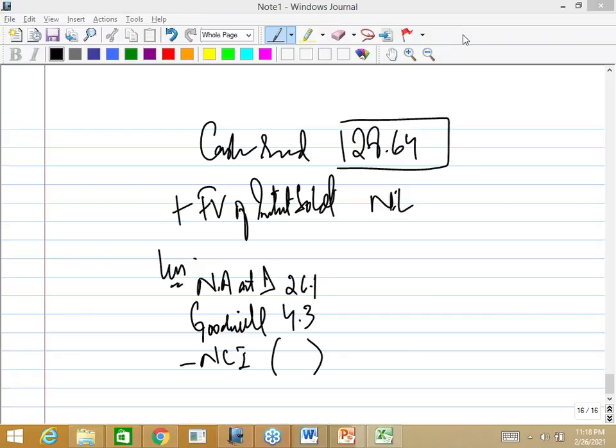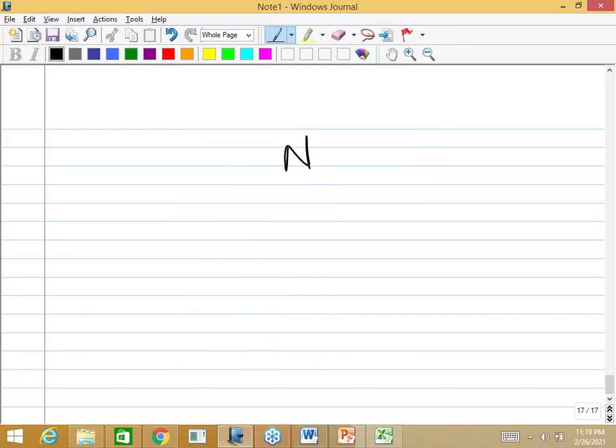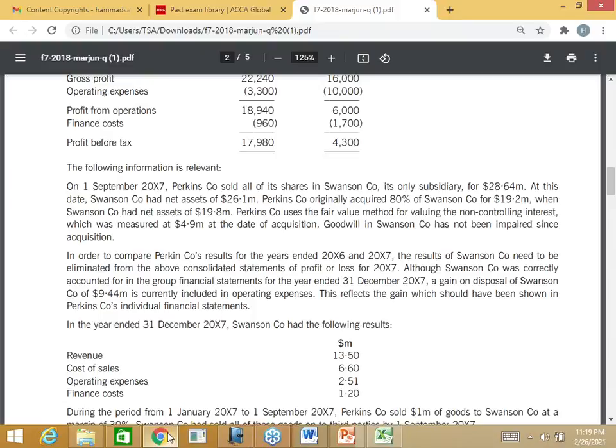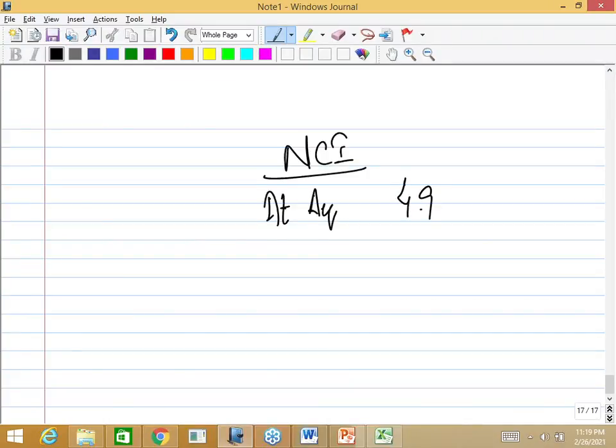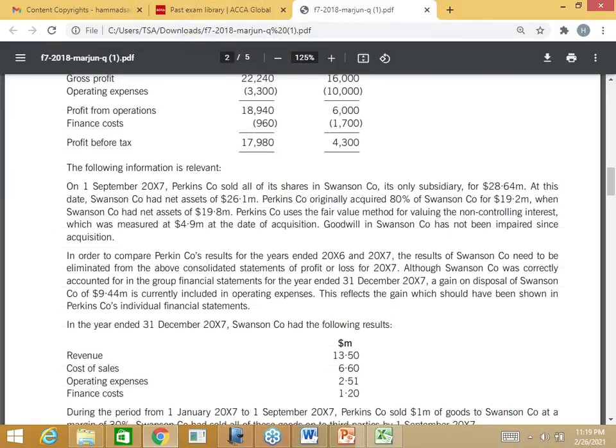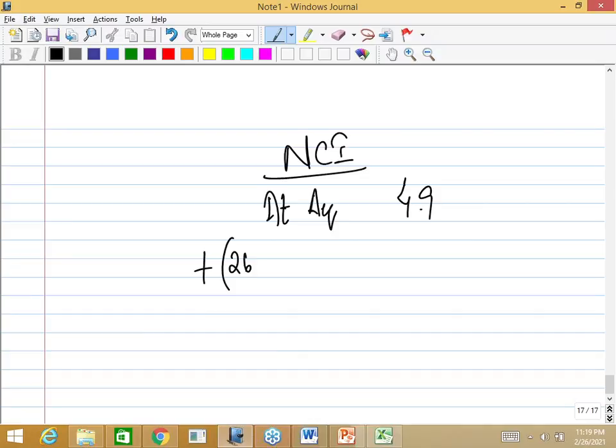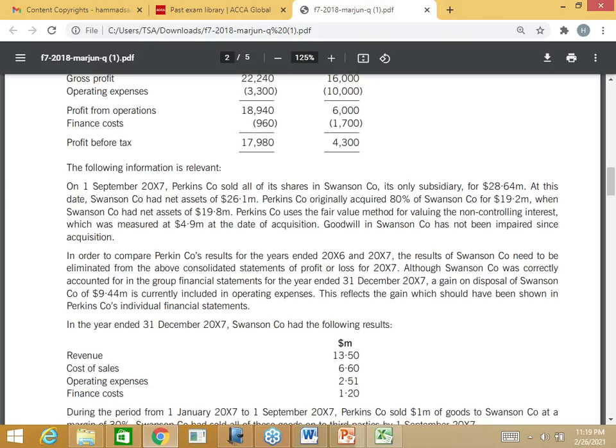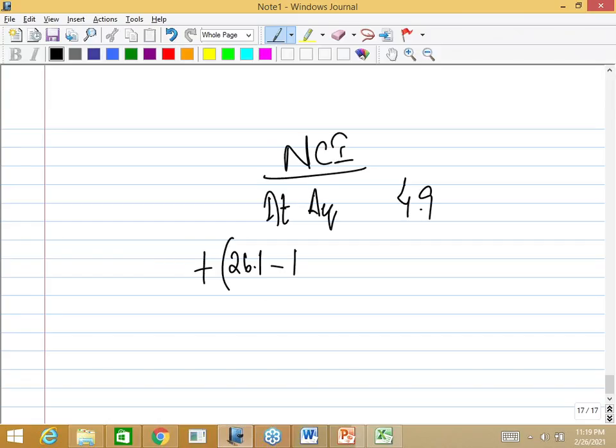NCI at the disposal was not given to us, so you need to calculate the NCI at disposal. NCI at acquisition was 4.9 million, but in the post-acquisition period, the net assets of the subsidiary have grown from 19.8 to 26.1 million, in which NCI has got 20% shares.